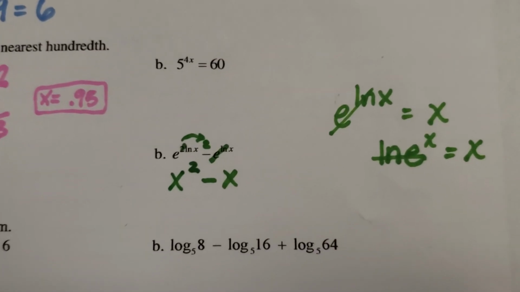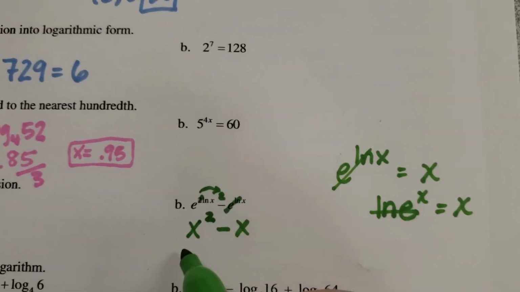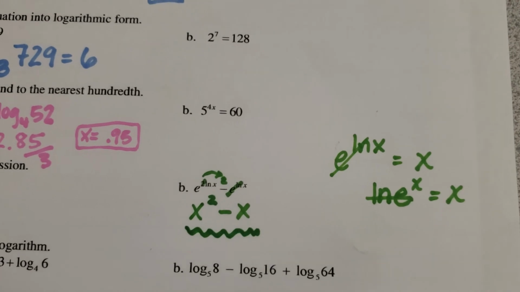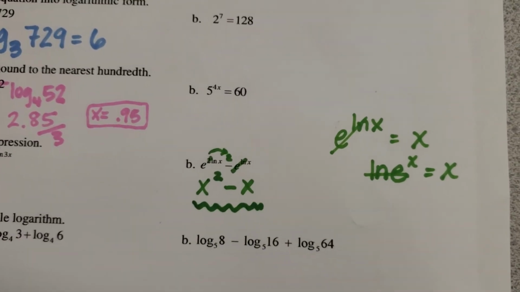So now I have x squared minus x, and I'm going to leave my answer there because x squared and x are not like terms. I can't subtract these, so I would just leave it as x squared minus x.